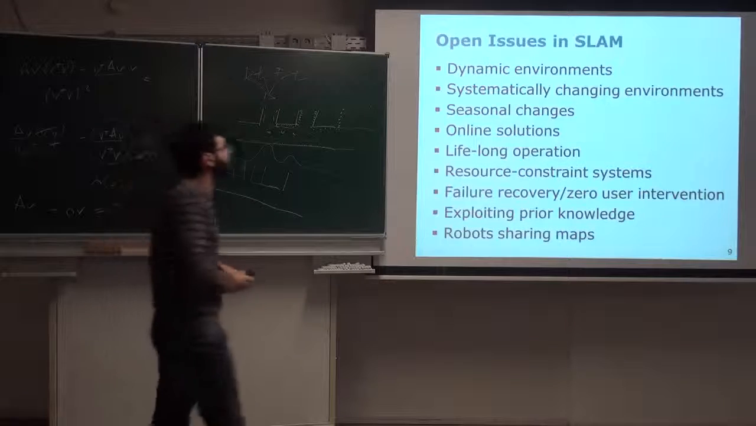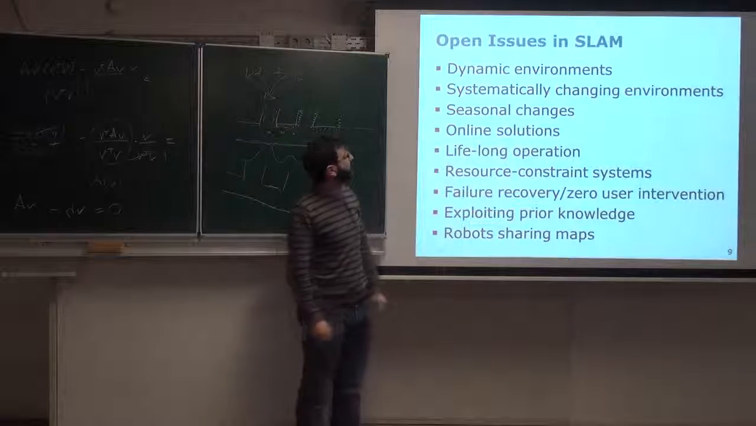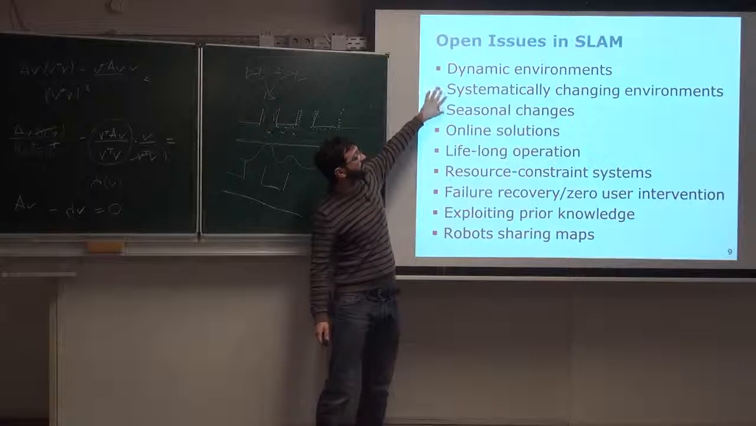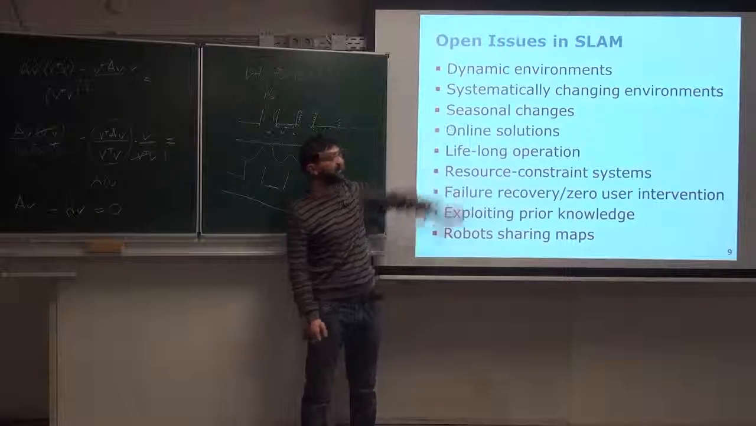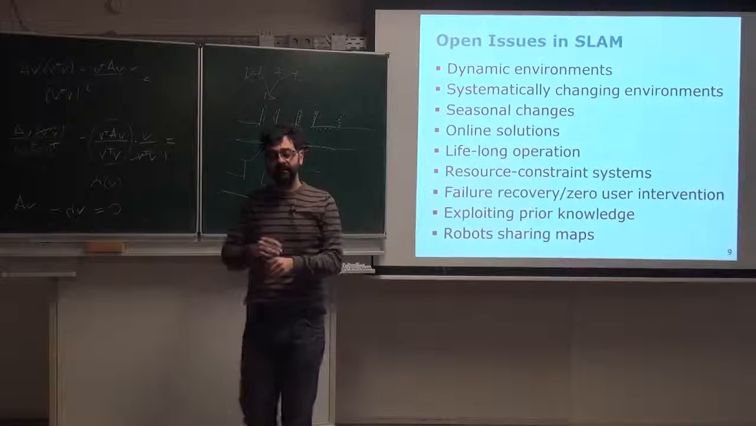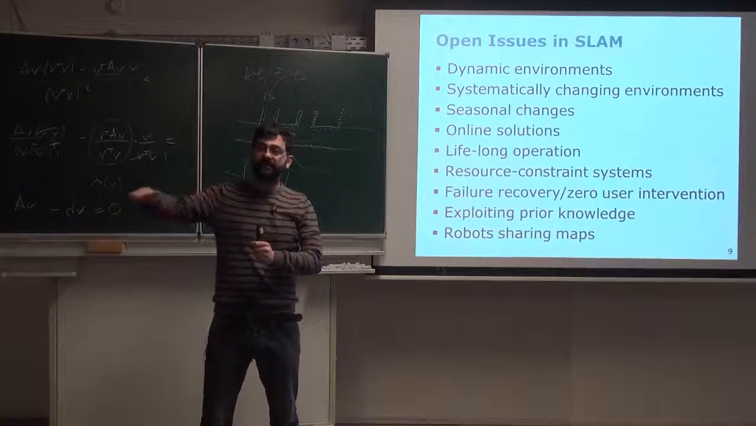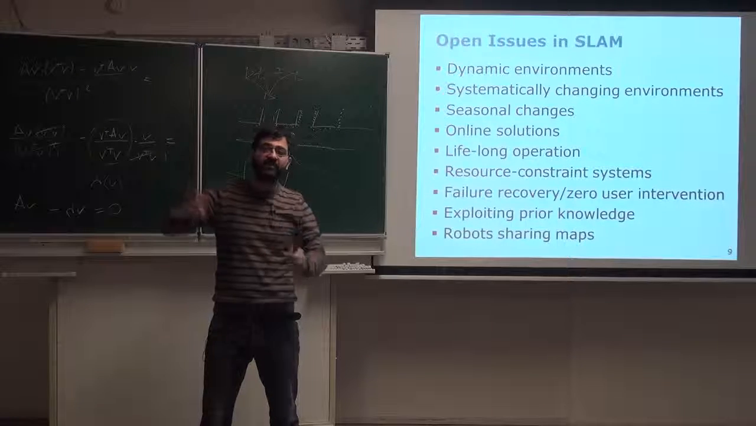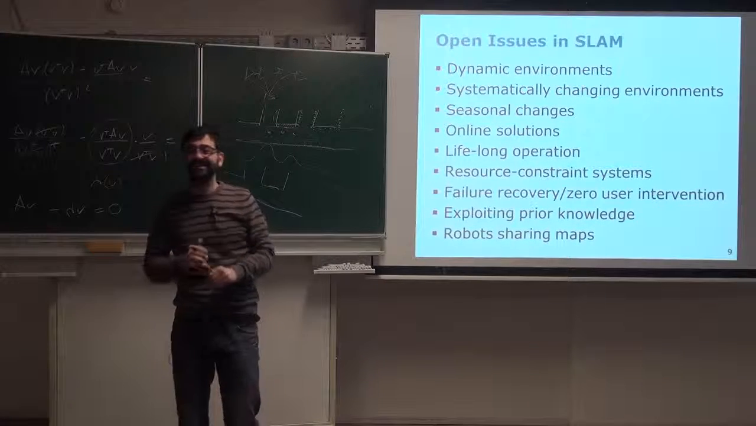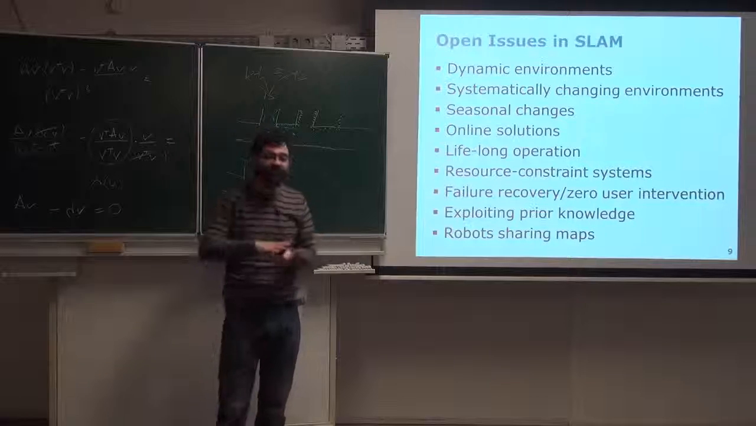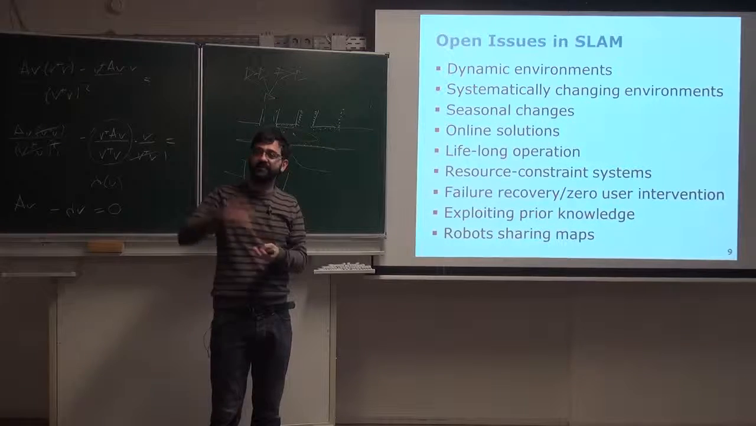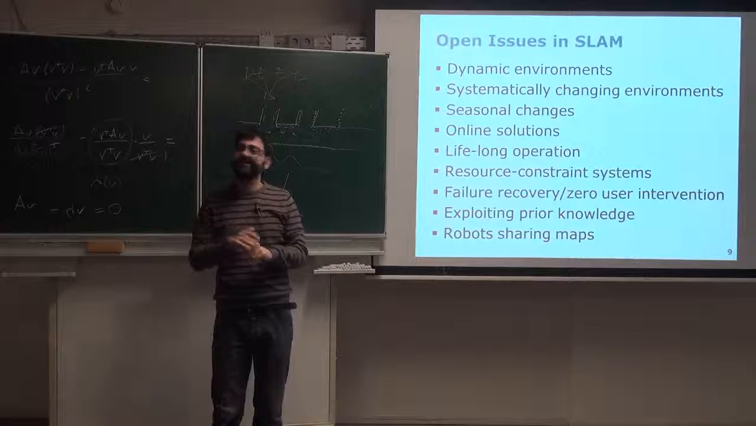You can just open the list. But for instance, here, dynamic and systematic change, or if I'm outdoors, there are seasonal changes. In winter, everything is white. In summer, everything is green. So if you just use color to distinguish if you're in the same place, it's not going to work.